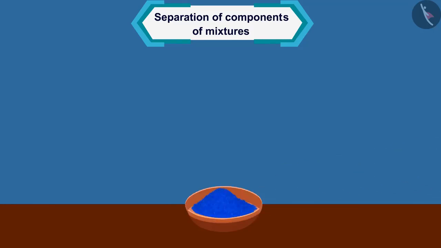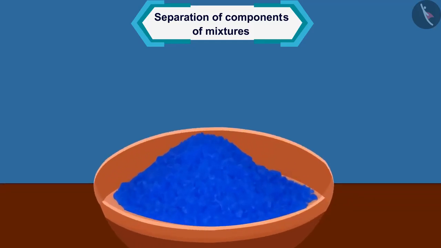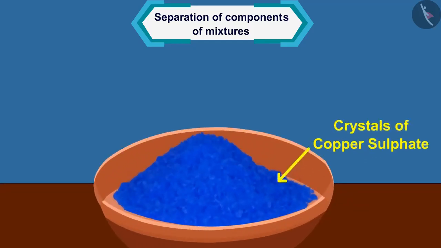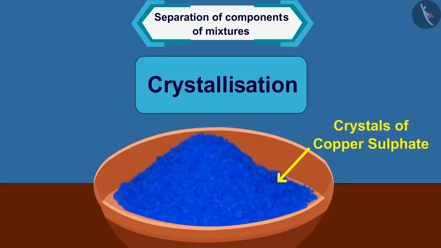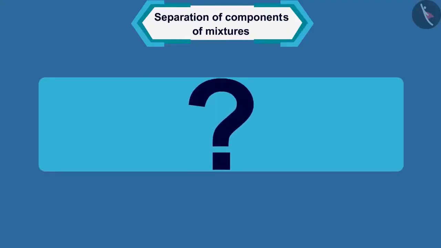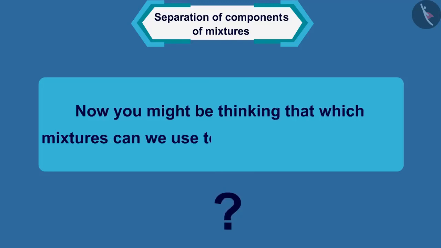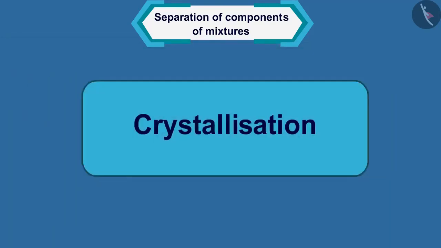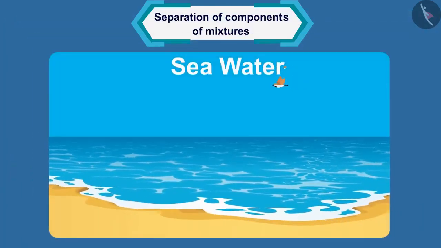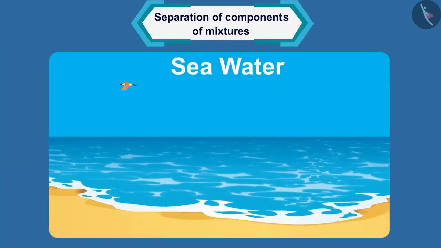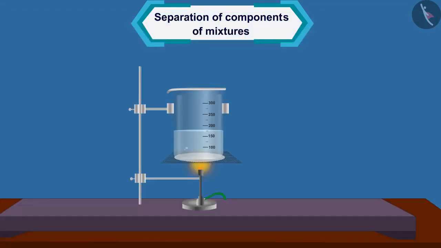What do you see? We can see that there are crystals of copper sulfate in the ceramic cup. This process is called crystallization. Now you might be thinking, which mixtures can we separate by using this process? We can use crystallization to purify salt. For example, when obtaining salt from seawater, it may contain many impurities. The crystallization method is used to remove these impurities.